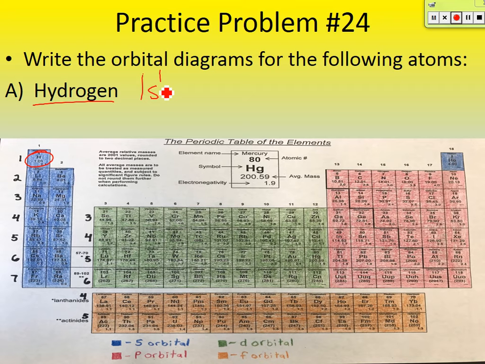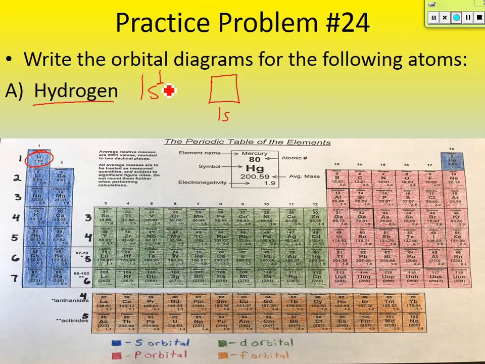Okay, so here's the answer. Here's the orbital diagram. How many boxes for the s orbital? 1 box. So I want you to draw that box, and underneath it put 1s. That's the 1s orbital. And then, does it have an electron in that orbital? Yeah, how many? Just 1. That's what this exponent is saying.